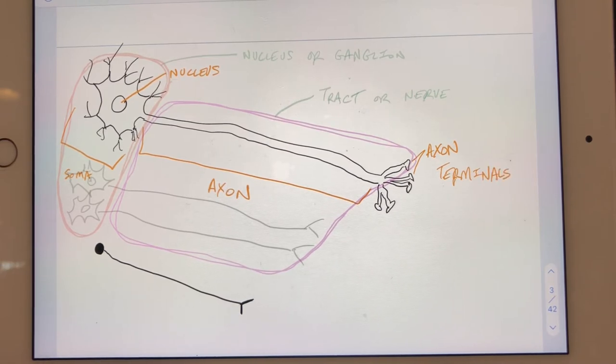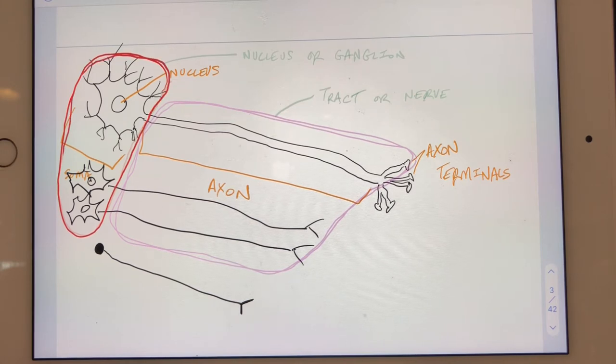Well, it turns out that in our nervous system, where we have multiple neurons, right? We clump multiple cell bodies together. We clump them together. And we clump multiple axons together. Okay.